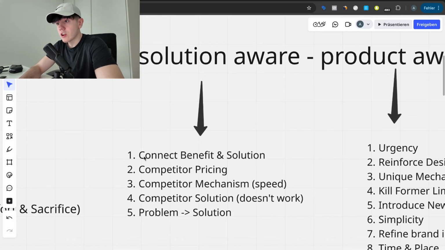So I'm going to go through them once again: connect benefit and solution, competitor, talk about competitor pricing, talk about why the competitor mechanism is too slow, so the speed, talk about the competitor solution, that it actually doesn't work, and then say problem solution. So this problem solution concept, which you already know.